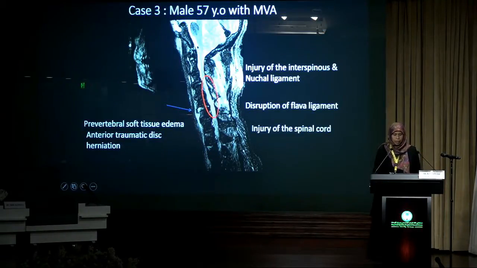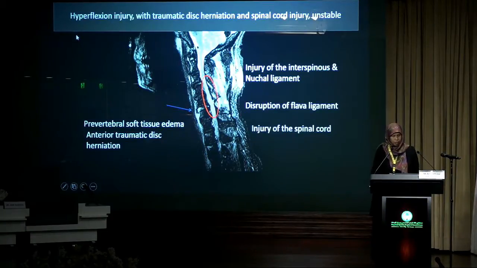The third case is a male, 57 years old, with a motor vehicle accident. In this case, the patient is a bit unfortunate compared with the previous patient. In this part, we can see prevertebral soft tissue edema with anterior traumatic disc herniation, injury of the interspinous and nuchal ligament, disruption of the flaval ligament, and also injury of the spinal cord. So we make a diagnosis of hyperflexion injury with traumatic disc herniation and spinal cord injury, which is unstable.